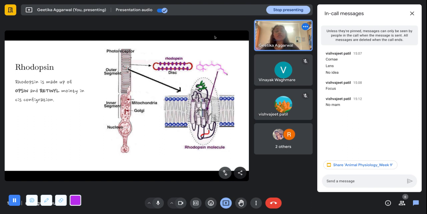So if you would have studied chemistry in your high school, you would know that in organic molecules there is always a cis and a trans configuration. So here in the eye, the rhodopsin is made up of opsin and retinal, and the retinal in the normal state is in a cis configuration.